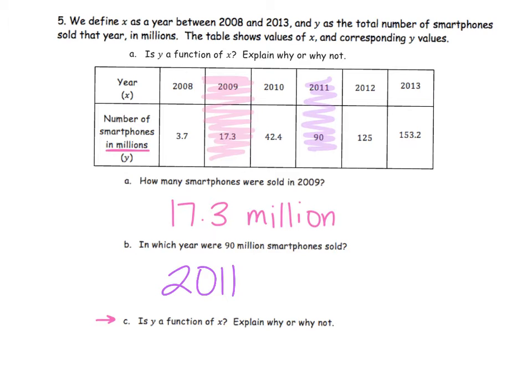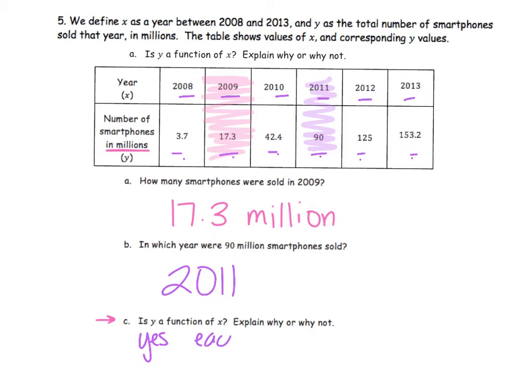And then, is it a function, why or why not? Remember, for a function, each input has one output. All of these values are different. So whether you're looking, is y a function of x or is x a function of y, no matter which way you read this, it's a function because every value in this entire table is different. And so, yes, it's a function, and it's because of the definition of a function.